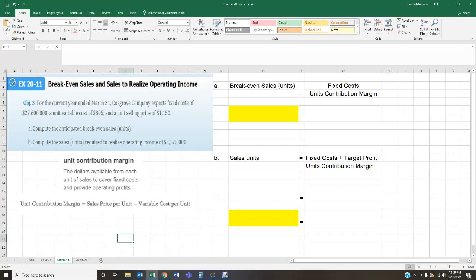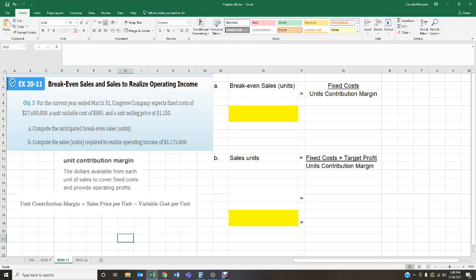Exercise 20-11 deals with break-even sales and sales to realize operating income. So it says, for the current year ended March the 31st, Cost Growth Company expects fixed costs of $27,600,000, a unit variable cost of $805, and a unit selling price of $1,150. We are being asked to compute the anticipated break-even sales in units and compute the sales units required to realize operating income of $5,175,000. Okay, so we're being asked two things.